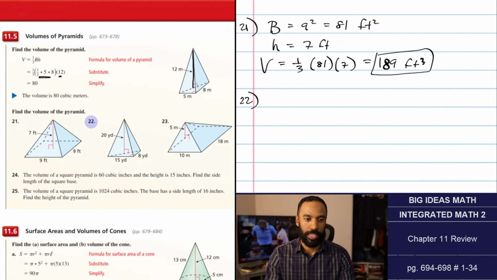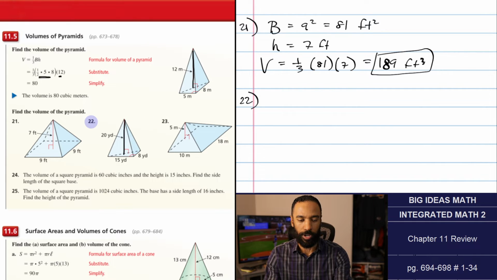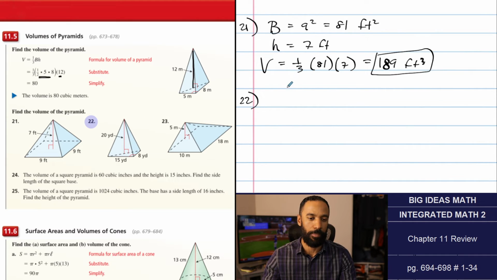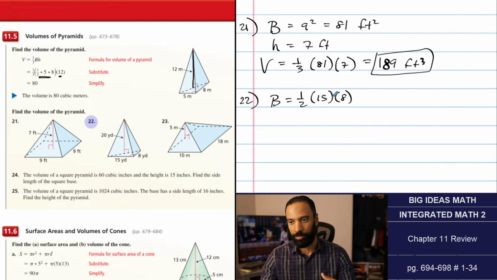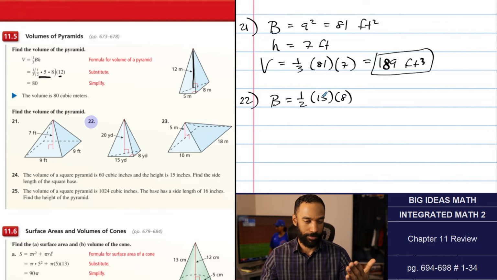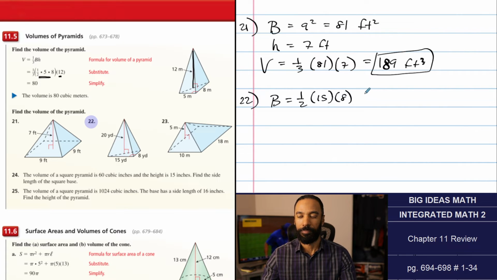Number 22, we have a triangular pyramid. I would like to work this one as the height, of course, because you can see that distance going. So the base is going to use that 15 and 8. Area of base is 1/2 base times height. See, these have their own bases and heights within the base itself. The base of the base and the height of the base are here. 1/2 of 8 is 4. 4 times 15 is 60. So we get 60 square yards of base area.